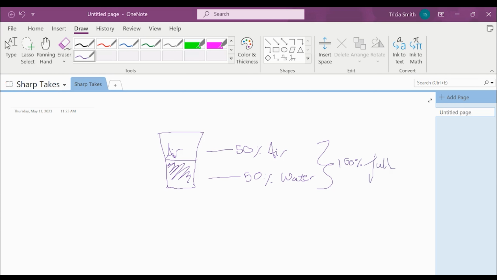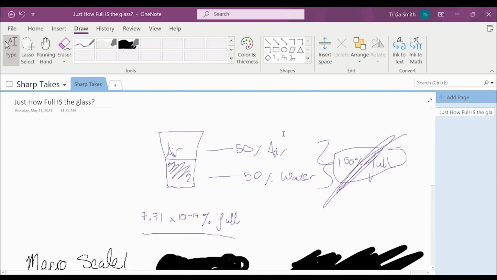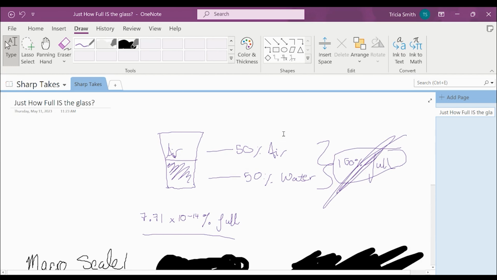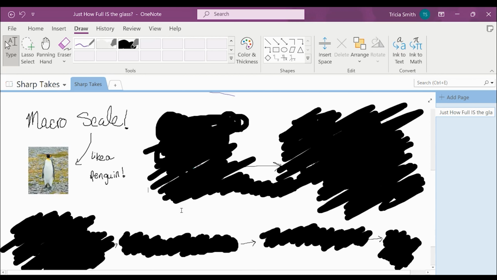My sharp take is that the glass isn't half full, it's not half empty, and it is also not 100% full. They're all wrong. I would like to share with you why I believe the glass is in fact 7.71 times 10 to the negative 14% full. Now that we've introduced the concept of a glass of water and air, let's look at the scales.